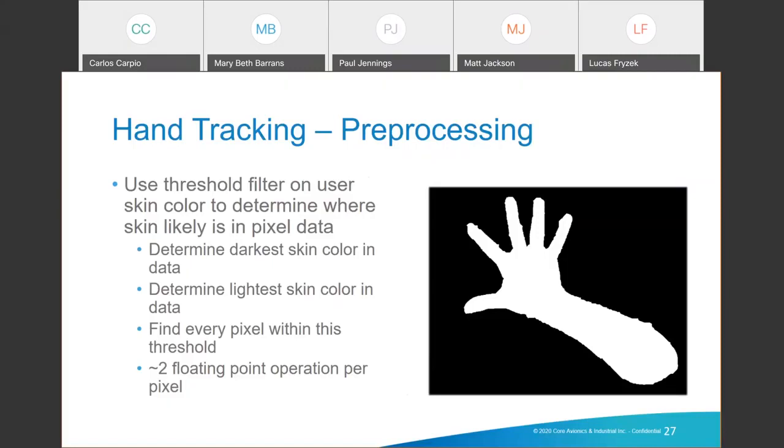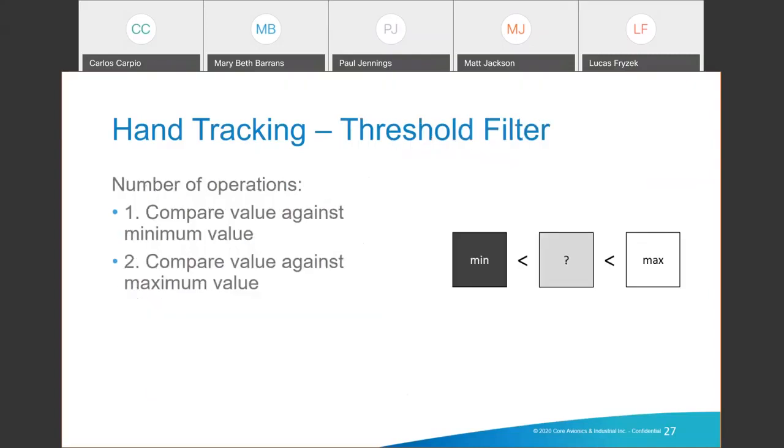So the darkest skin color and the lightest skin color. And this uses about 2 floating point operations per pixel. And we're going to keep a running tally as we go through to find out how much computation we are doing per pixel to find the result that we want. So to really illustrate why this is 2 floating point operations per pixel, this is all we're doing. For every pixel, we're comparing it against the minimum value, and then we're also comparing against the maximum value. So we're doing 2 comparisons, which results in 2 different floating point operations.